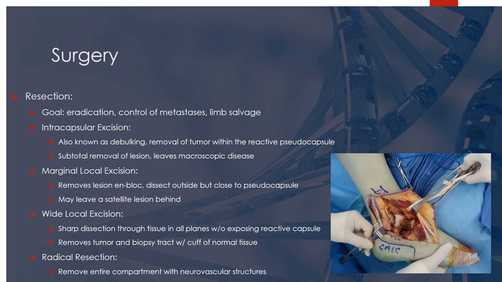Wide local excision is a sharp dissection through all the tissue planes without exposing that capsule itself. It'll remove the tumor and the whole biopsy tract with a cuff of normal marginal tissue. Radical resection would be taking out the entire compartment with the neurovascular structures itself.